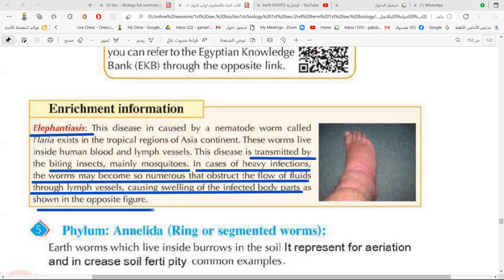So examples of roundworms or Nematoda: we have Ascaris worm, Ankylostoma worm, and Filaria worm.